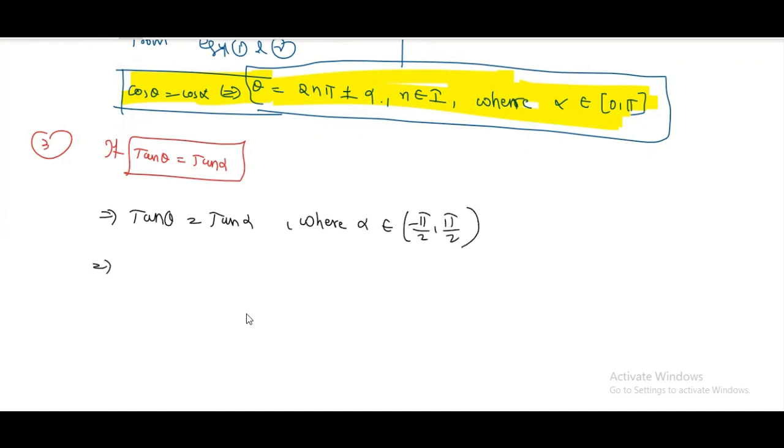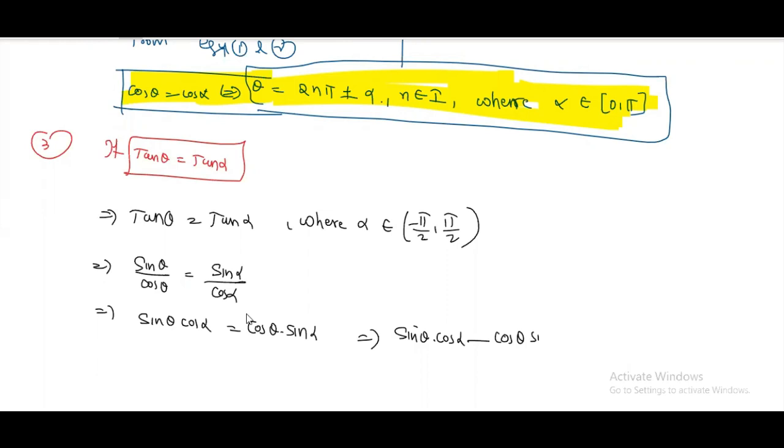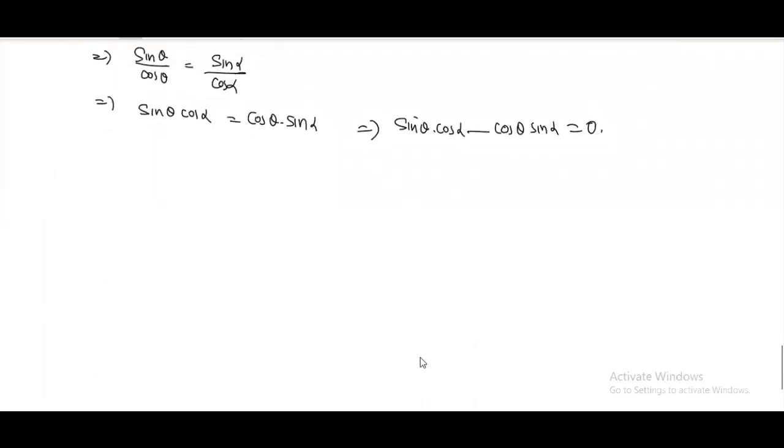This I can change to sin theta by cos theta is equal to sin alpha by cos alpha. Cross multiplying, you will get sin theta cos alpha is equal to cos theta sin alpha. So sin theta cos alpha minus cos theta sin alpha is equal to 0. How can we write this? This can be written as sin of theta minus alpha is equal to 0.